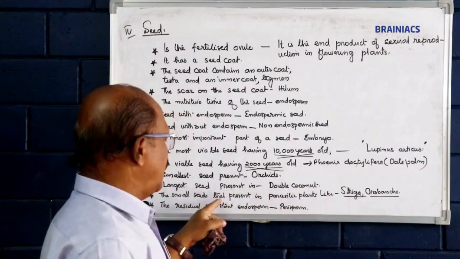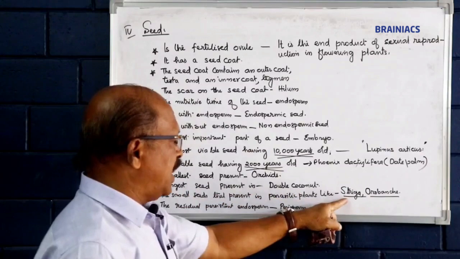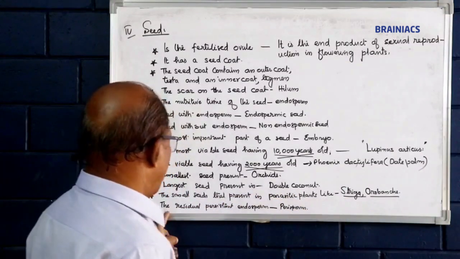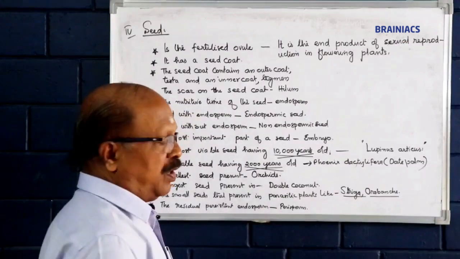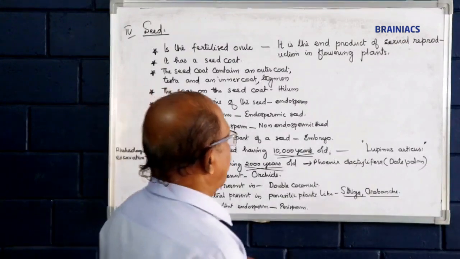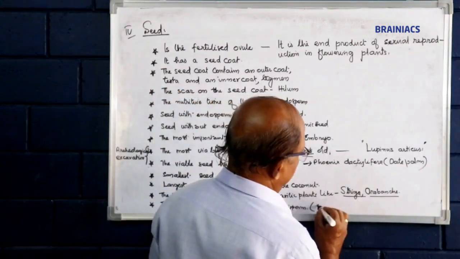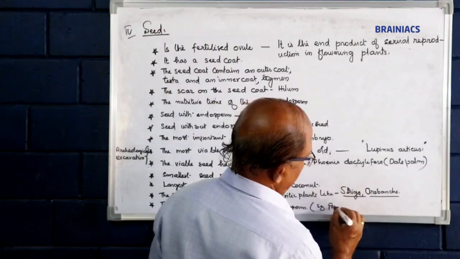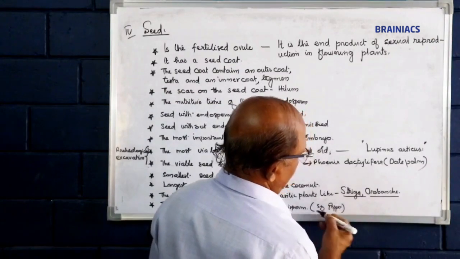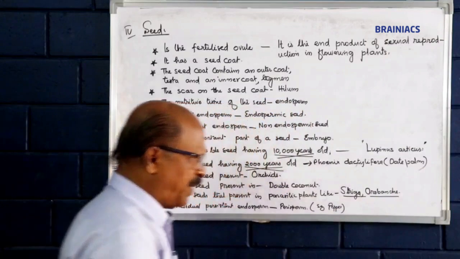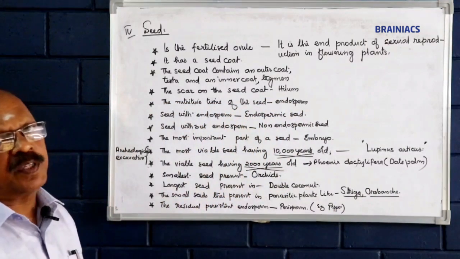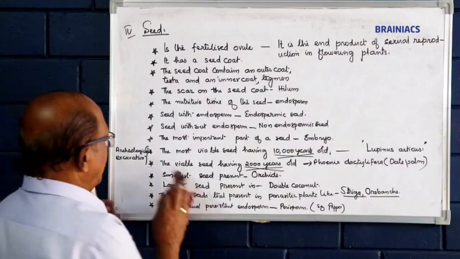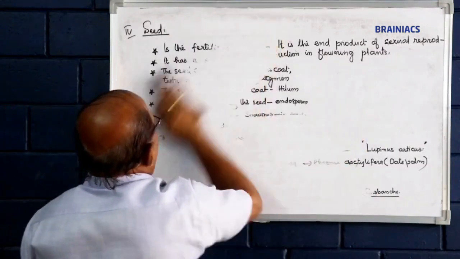Say a small seed is present in parasitic plants like Striga and Orobanche. The residual persistent endosperm called perisperm, seen in pepper. Guava, pepper, you have to remember pepper only. Then 5 important points to remember about the seeds. This is the general account of seeds.